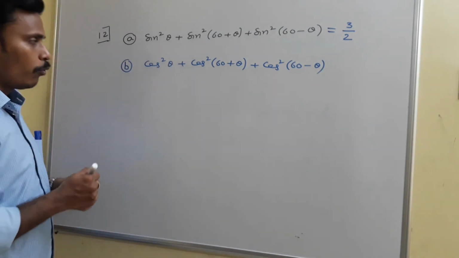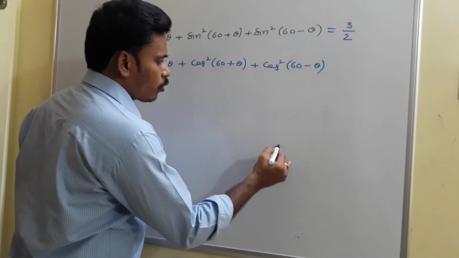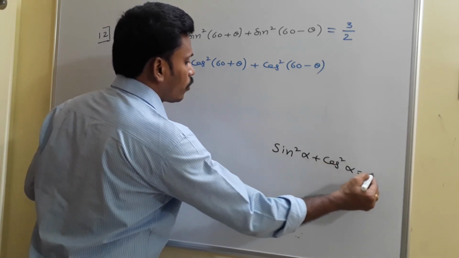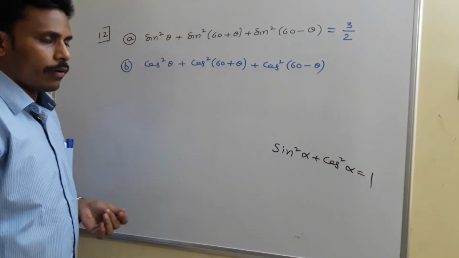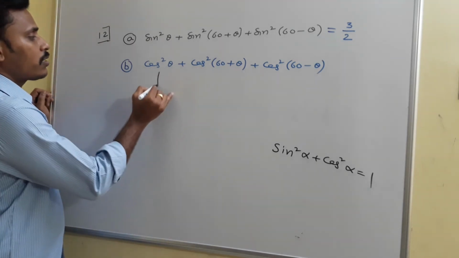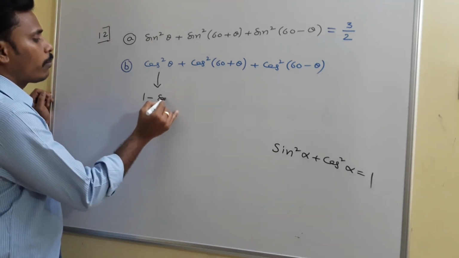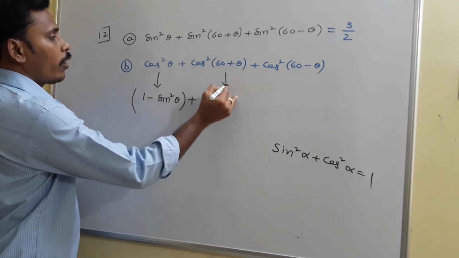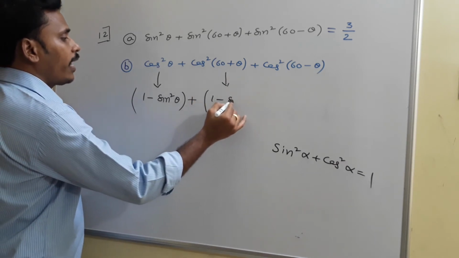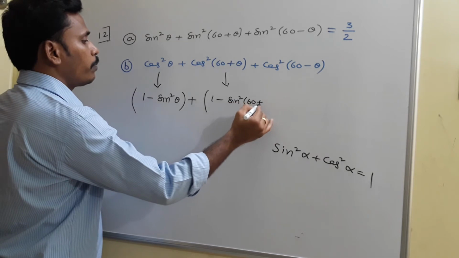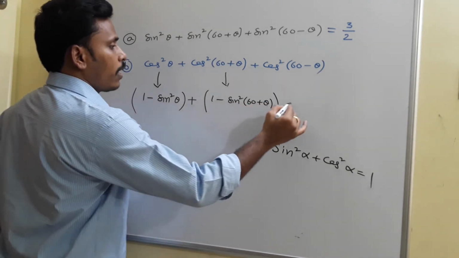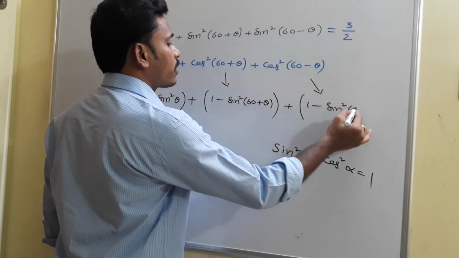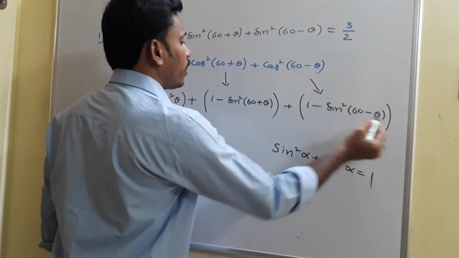But without that I am moving, okay? See, for any angle, say alpha, sin square alpha plus cos square alpha is equals to 1. Is it right? For any angle of alpha. So with that idea, this cos square theta, I will write it like 1 minus sin square theta, plus this cos square of 60 plus theta, I will write it like 1 minus sin square of 60 plus theta, plus this cos square of 60 minus theta, we have a chance to write it like 1 minus sin square of 60 minus theta.